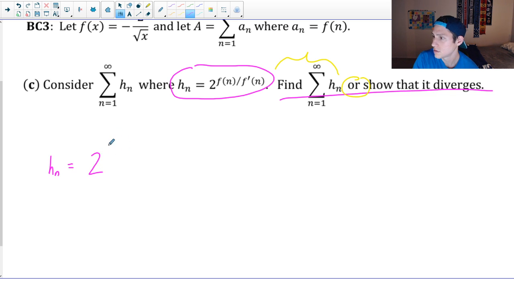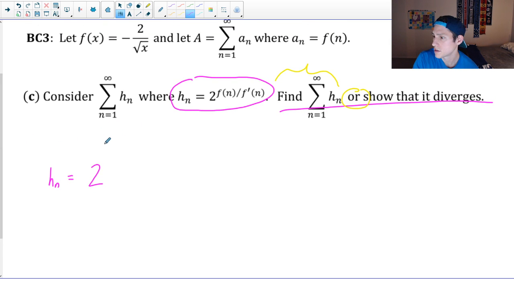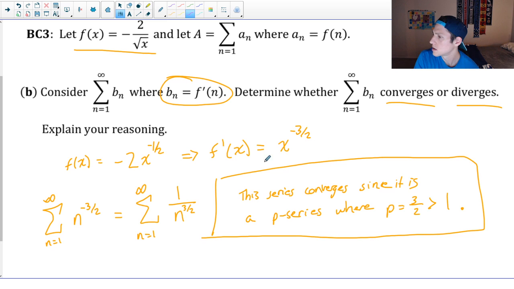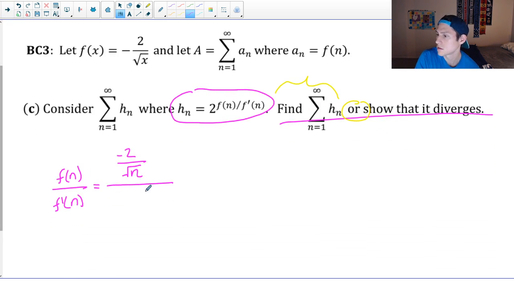Okay, 2 to the power of f of n, which... Actually, let me just do f of n over f prime of n first. That way I don't have to write all that in exponents. So f of n divided by f prime of n. So that would be this over, what was f prime from my previous function? F prime was this thing, so n to the negative 3 halves, or 1 over n to the 3 halves.